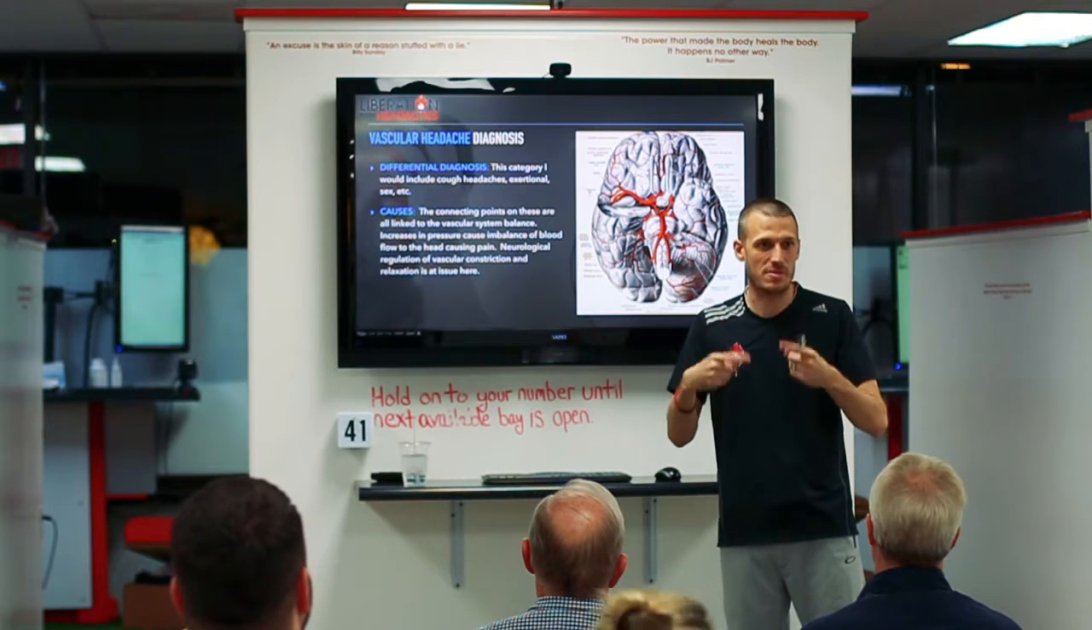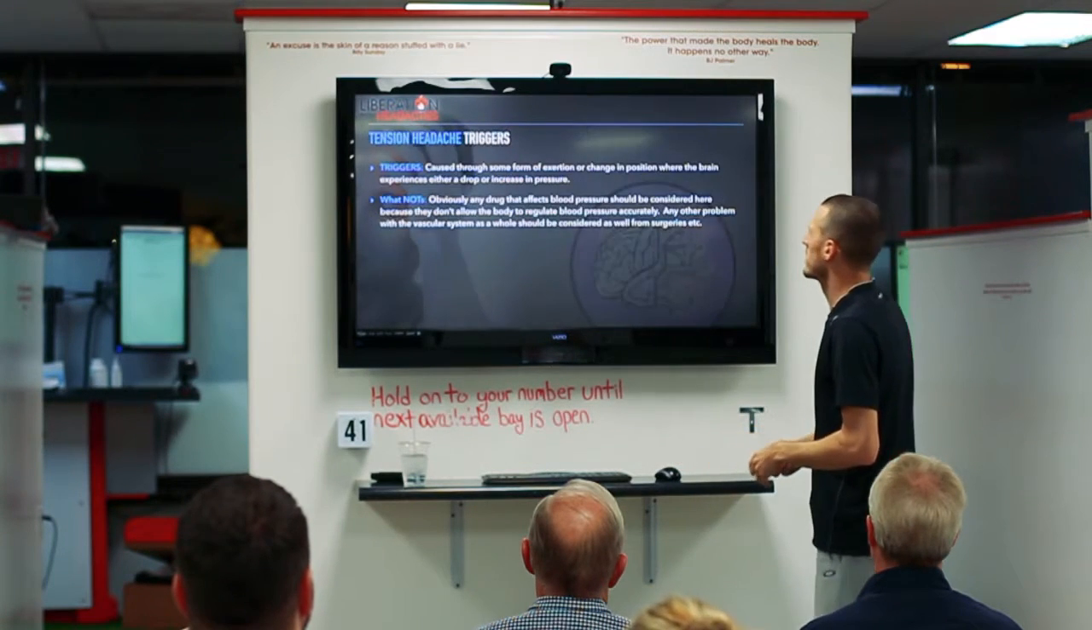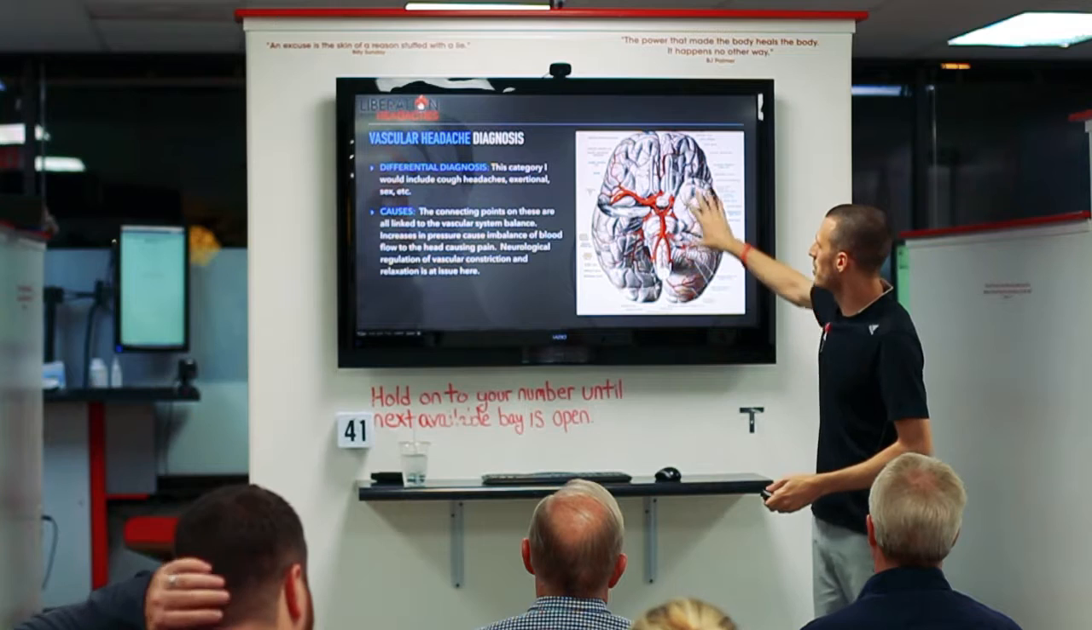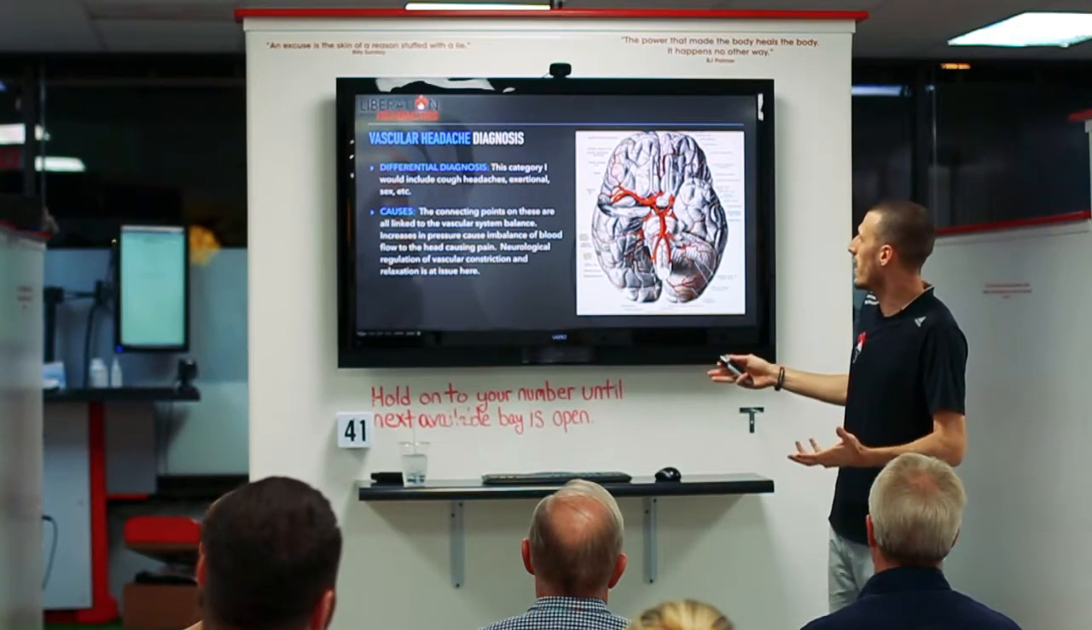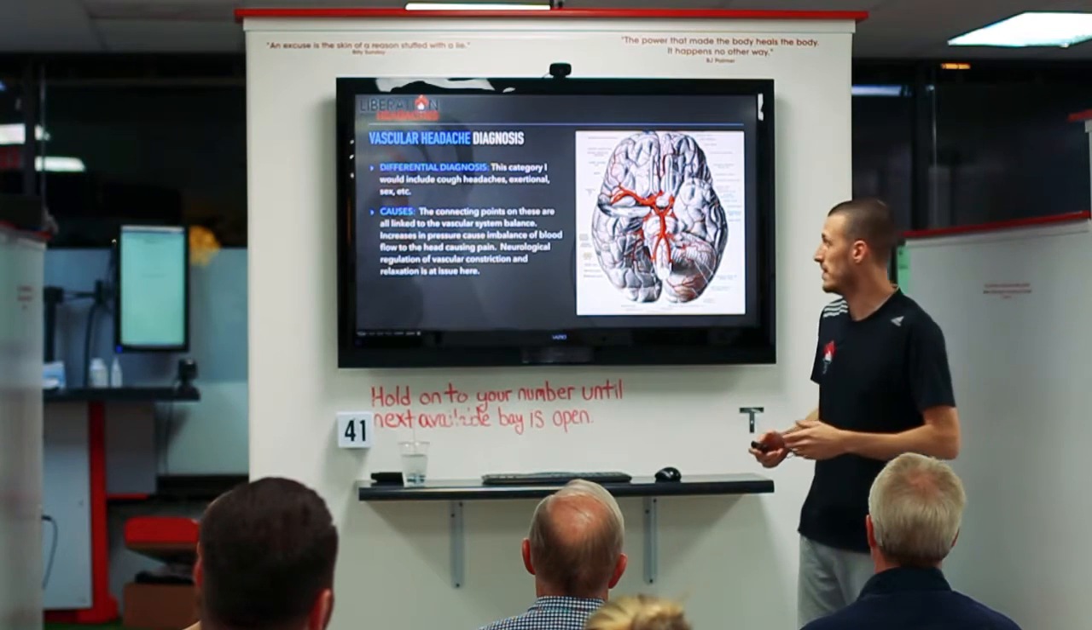Why is it not doing that appropriately? That's really the question. And you can just see here, these are all the major branches of the blood vessels in the brain. You can understand why this is such a complex issue.